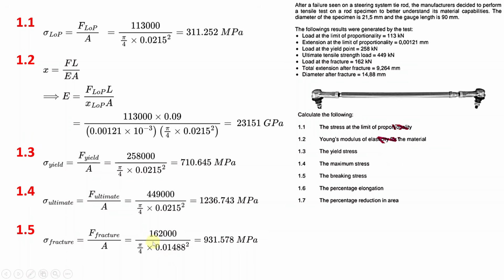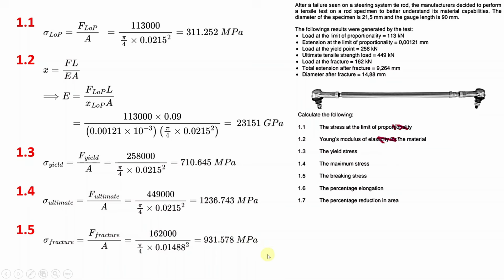And this is what you will have. And as you can see here, I used the diameter after fracture. I did not use the initial diameter, because when fracture occurs, necking has already begun to take place. So the cross-section area where it breaks is smaller, and so the diameter is smaller, which is this here that I used. And I used also the load at fracture. And this then gives you the breaking stress, or the stress at fracture.